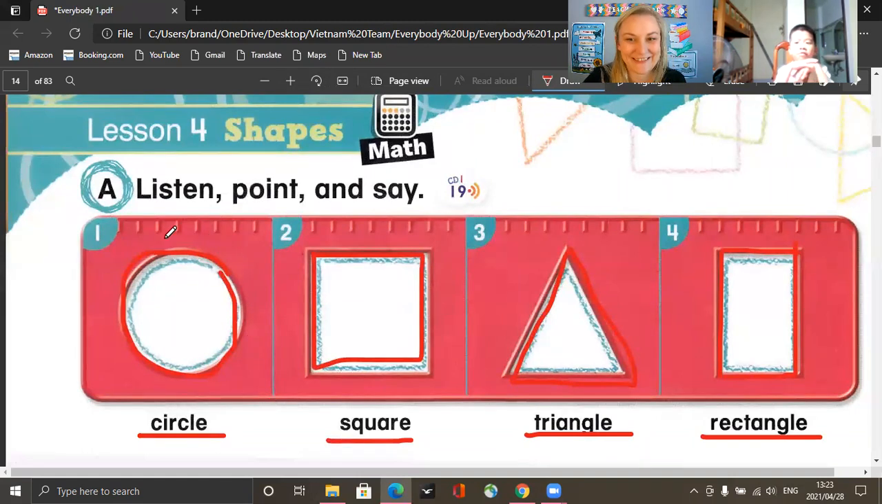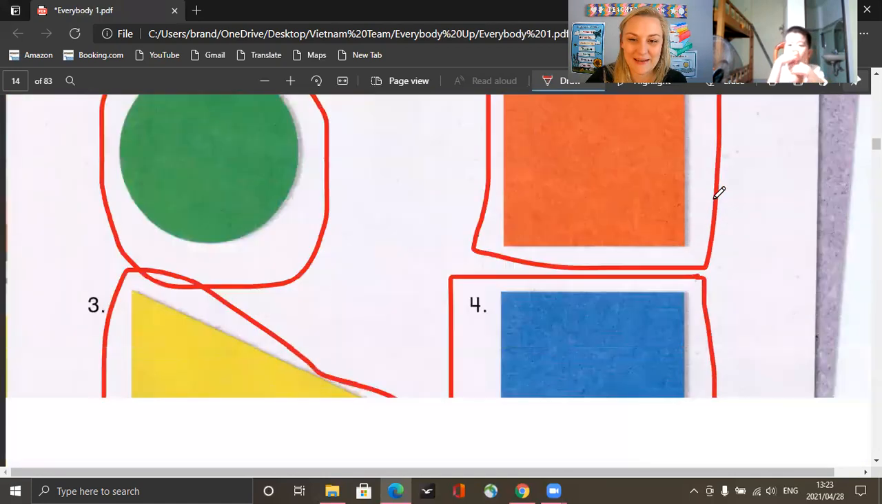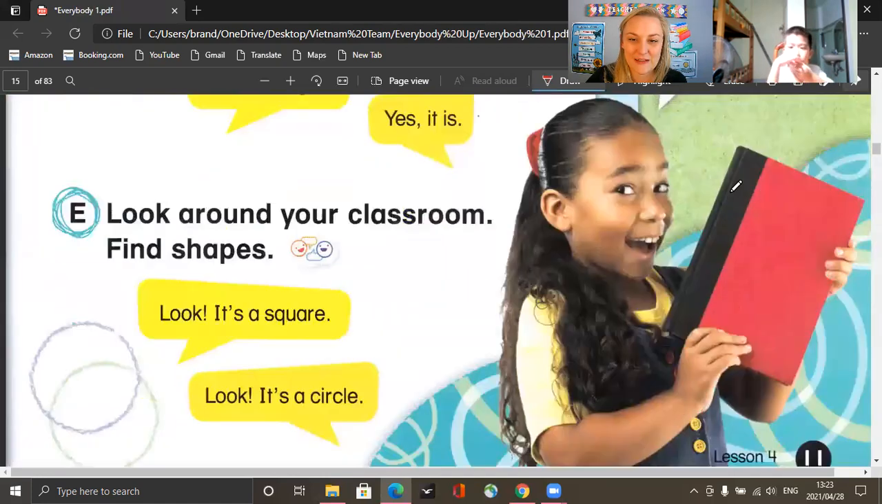Circle. Good. Number two? Square. Number three. Rectangle. Triangle. Good. Number four. Rectangle. Very good. Good job. Okay, let's move on.